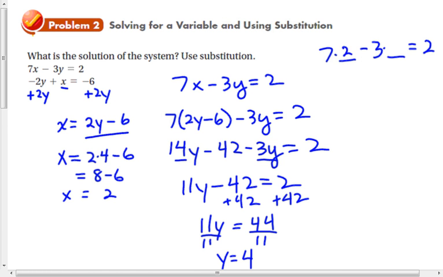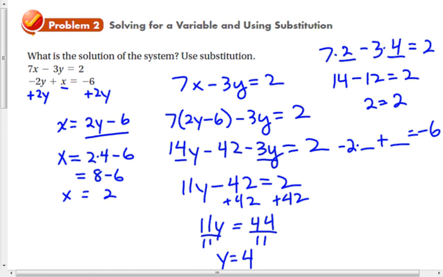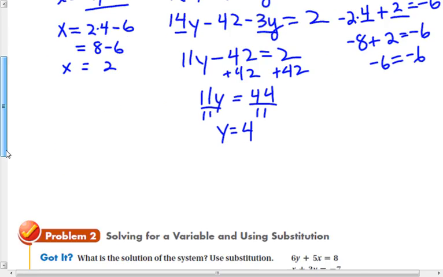And my x value is 2 and my y value is 4. So I get 14 minus 12 is equal to 2, and that's true. In my other equation, I have negative 2 times y plus x is equal to negative 6. Y is 4, x is 2. So negative 8 plus 2 has to equal negative 6, and that's also true. So it works. All right, you try that.